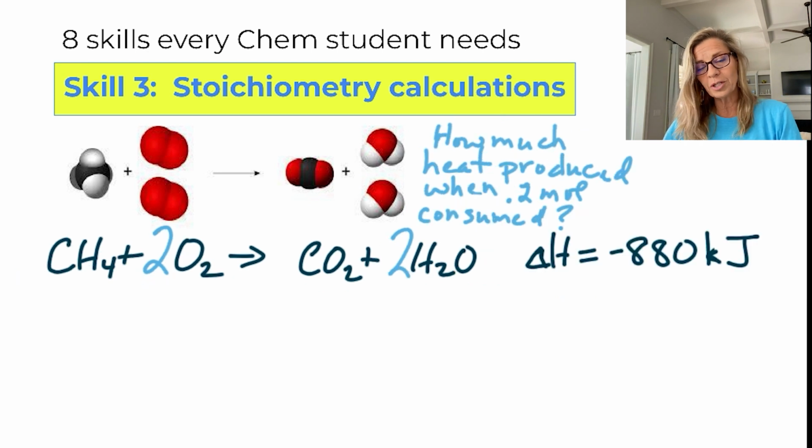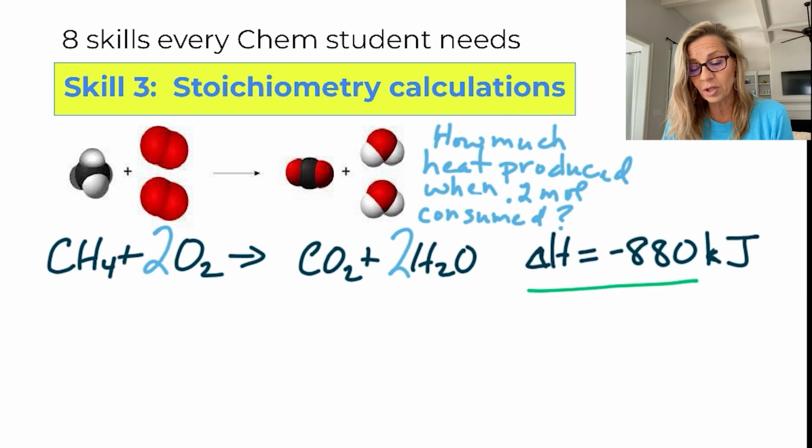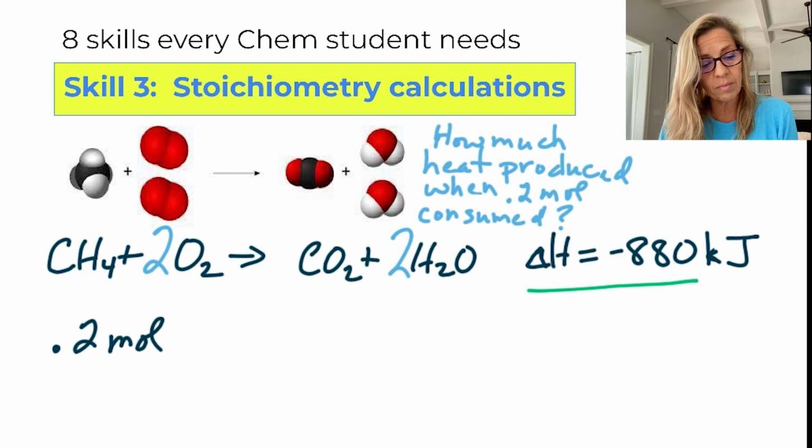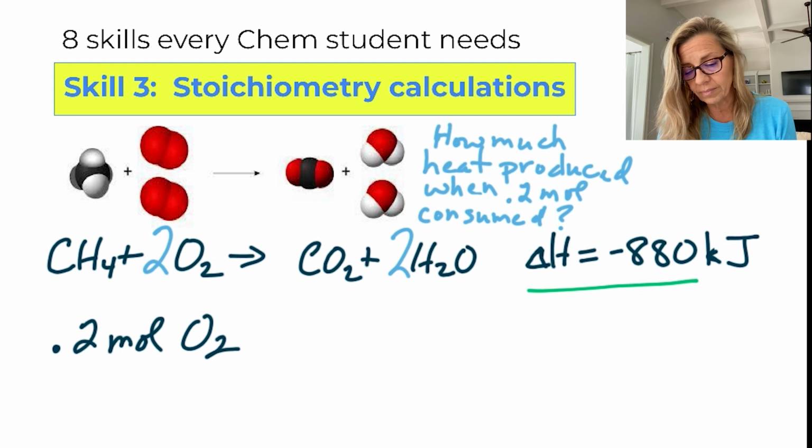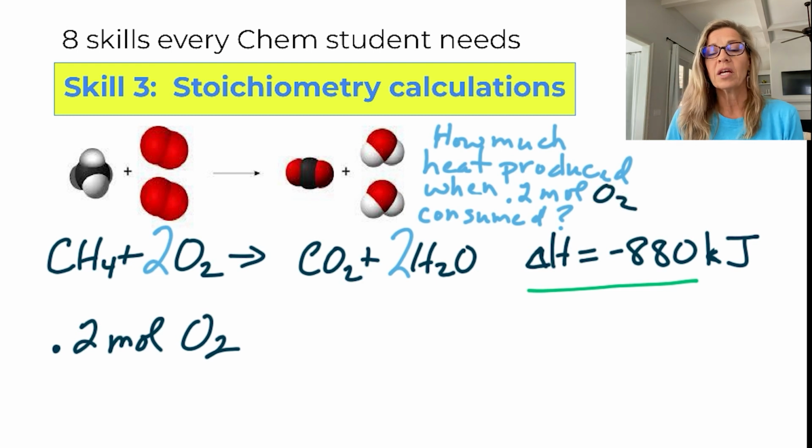Okay, one more thing I want to show you about stoichiometry is when it comes to energy. So take a look at this. Let's say we started off with 0.2 moles of, let's say we do oxygen. Let's say oxygen was consumed. How much heat is produced? So here's the thing about when you have an enthalpy change given with a reaction. It is for the number of moles exactly as written. So that 880 kilojoules is produced when 2 moles of oxygen react.